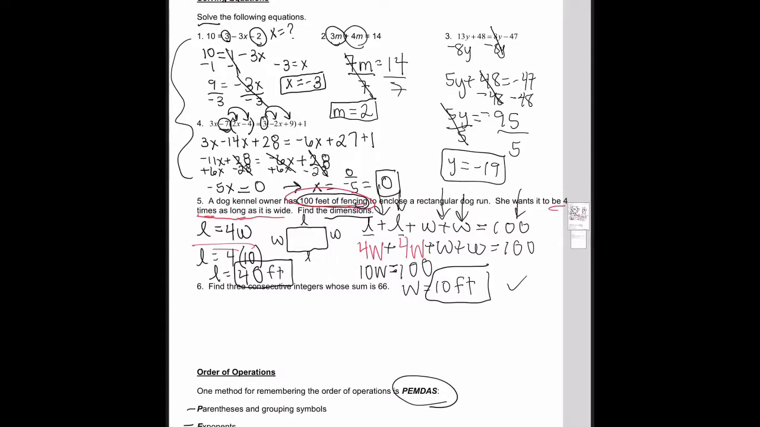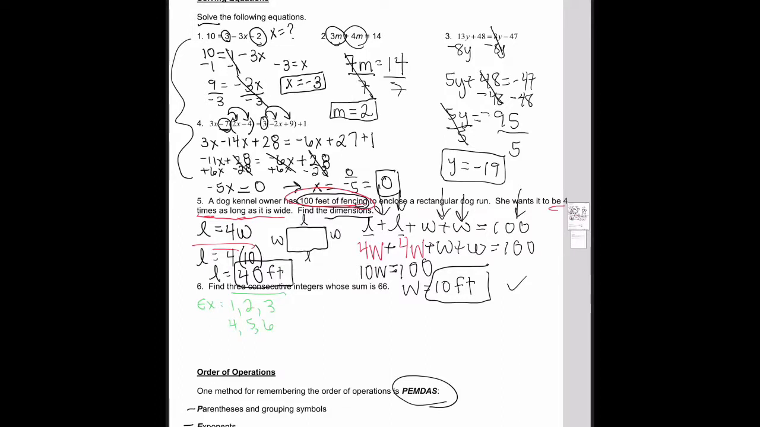All right, number 6, find 3 consecutive integers whose sum is 66. When we say consecutive integers, what we're talking about is, for example, 1, 2, 3, or 4, 5, 6, so on and so forth.